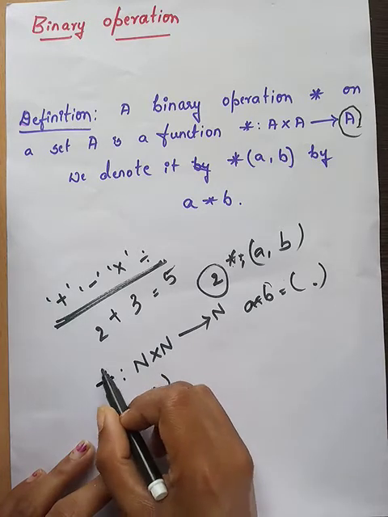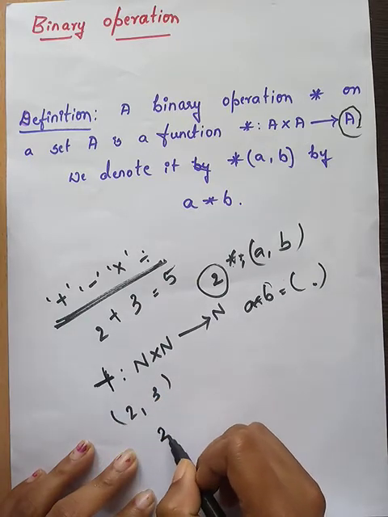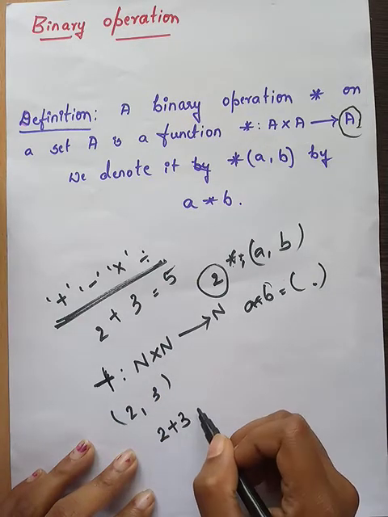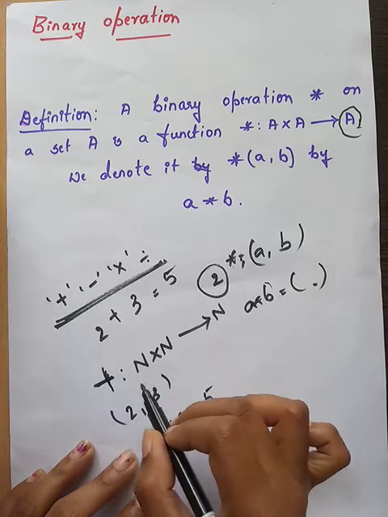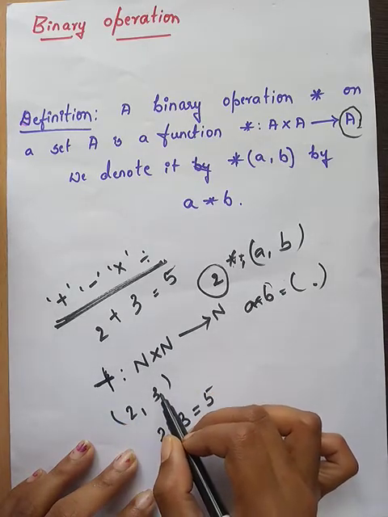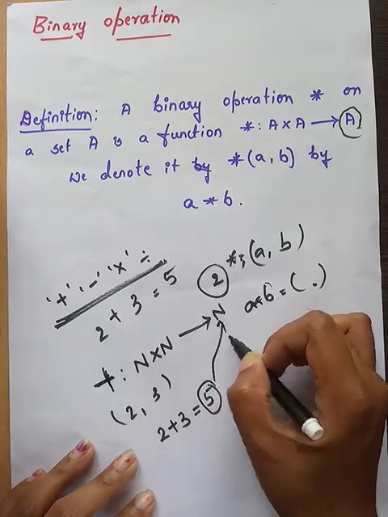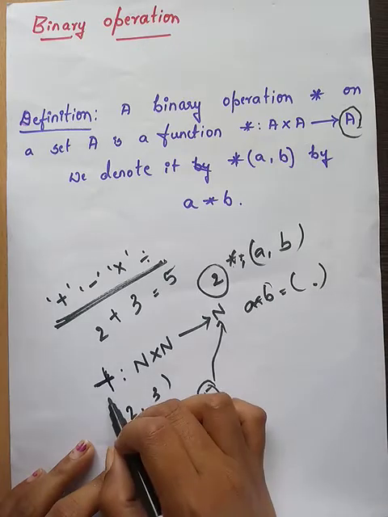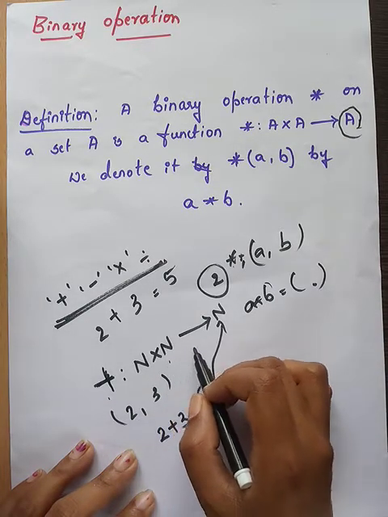So what is the operation here? Here the binary operation is nothing but addition. So it is 2 plus 3. What is 2 plus 3? 5. So you can see that even after applying this operation on 2 comma 3, that is 2 plus 3, we are getting a number which is again a natural number. So addition is a binary operation on the set of natural numbers.